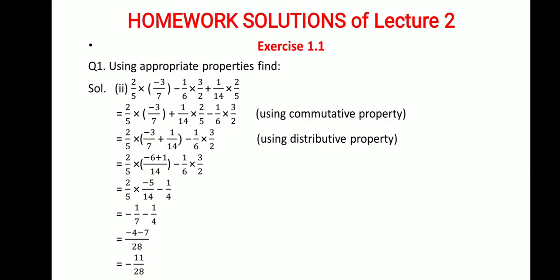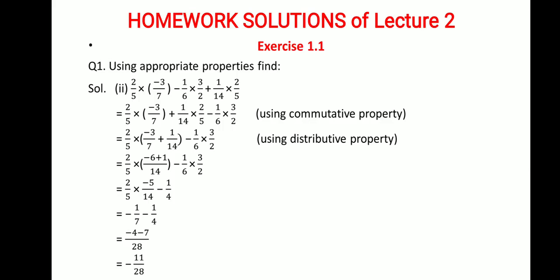Now first of all you should be clear that 2 by 5 into minus 3 by 7 is your first term, minus 1 over 6 into 3 by 2 is your second term, and plus 1 over 14 into 2 by 5 is your third term. In the first term and the last term, 2 by 5 is common. So I am rearranging this third term along with the first term. What will be my step now? 2 by 5 into minus 3 by 7 plus 1 over 14 into 2 by 5, and the second term will be shifted to the end, that is minus 1 over 6 into 3 by 2. Which property is this?